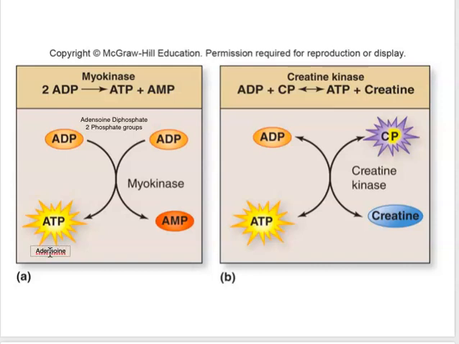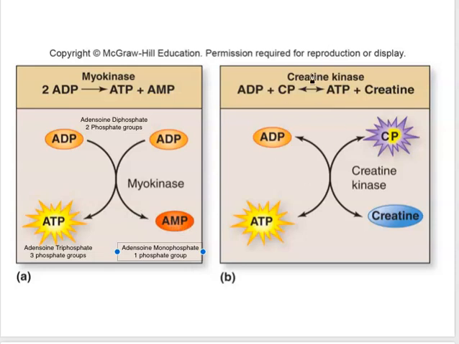So this is adenosine triphosphate with three phosphate groups. And then over here, this is adenosine monophosphate with only one phosphate group. So basically, myokinase just shifted where the phosphate is. So the result is ATP that has a bunch of energy, and then AMP, which is very low in energy.